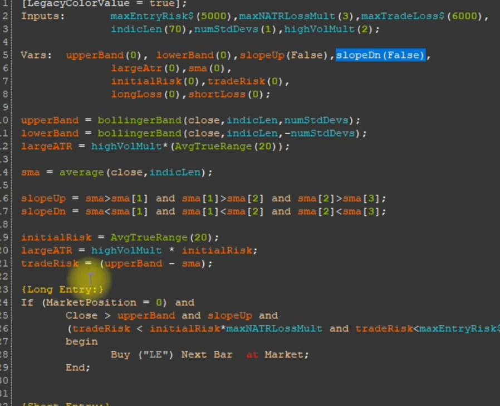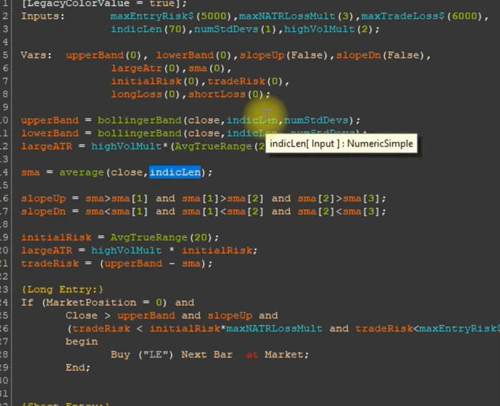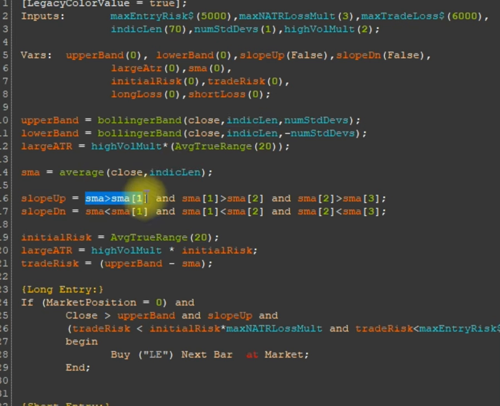My slope up is basically looking at the last 3 bars, incorporating today, and each bar's moving average has got to be ticking up, and it's got to be consecutive. Today's SMA, that's simple moving average, is the average of the close using the same indicator length as we did with the Bollinger Band. We're comparing today versus yesterday, and yesterday versus the day before, and the day before versus the day before that. They all have to be ticking up, consecutively, for slope up to be true.